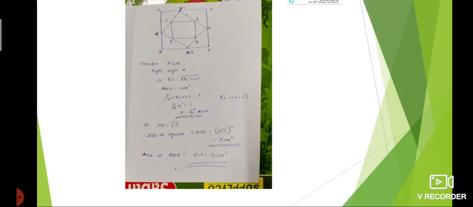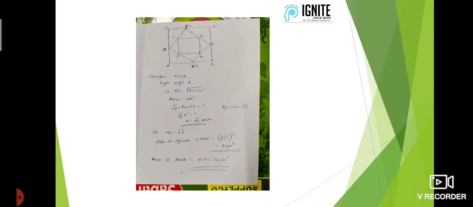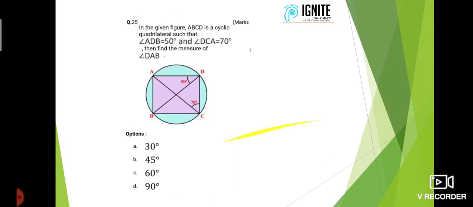You may consider the side of the square as 2 root 2. You will get that, right? So when you find the area of that particular square, you get 8 centimeter square. So you may calculate the area of ABCD as 16 centimeter square, because the area of ABCD is nothing but twice the area of LMNO.